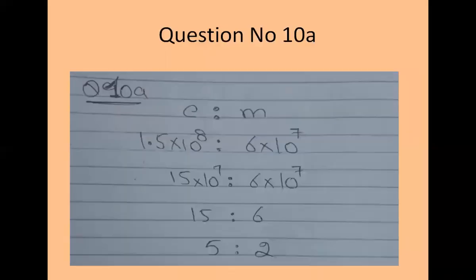So E ratio M will be 1.5 times 10^8 ratio 6 times 10^7. I move the decimal one step to this side, so it becomes 15, and this power will decrease by one, so it becomes 10^7. This and this are gone. So you have 15 ratio 6. You can divide by 3, so 5 ratio 2. So 5 ratio 2 is the answer.